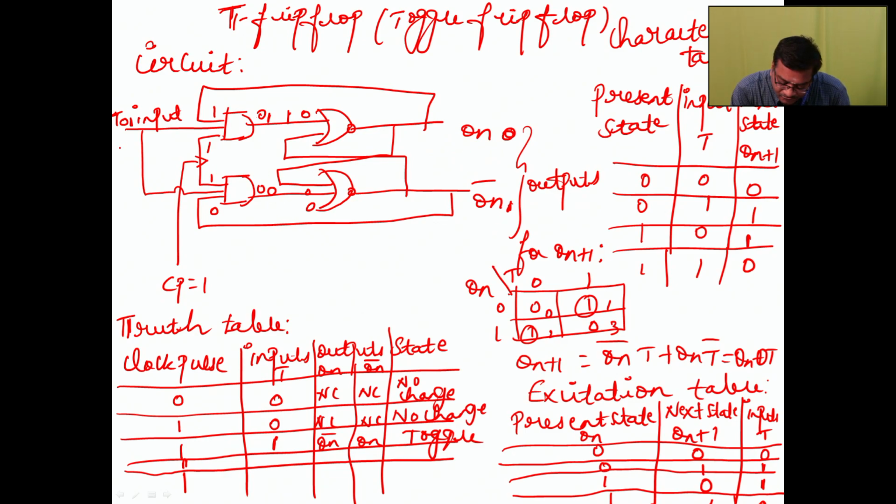So while you are giving the input 1, in Q1 we got 0, Qn bar we get 1. So Q1 we are getting inverted output, Qn bar we are getting normal output. So that condition is nothing but toggle.